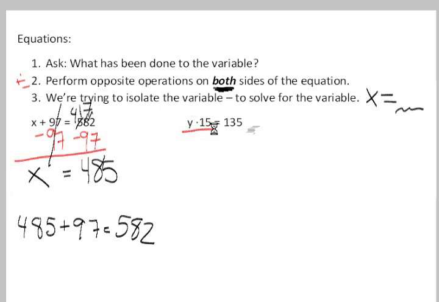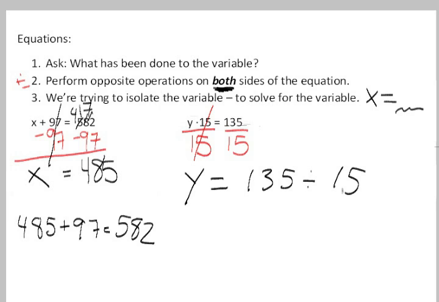So I'm going to show that I'm dividing by 15 on the left side and dividing by 15 on the right side. Remember that the fraction bar, the bar of a fraction, is also a division symbol. So here we have y times 15 divided by 15. Well, 15 divided by 15 is 1, and 1 times any number is itself. So basically we're just left with y here. 15 divided by 15 cancels out. So on the left side of the equation, all we have left is y. So y equals 135 divided by 15. So we need to do that division problem to find out what y equals.